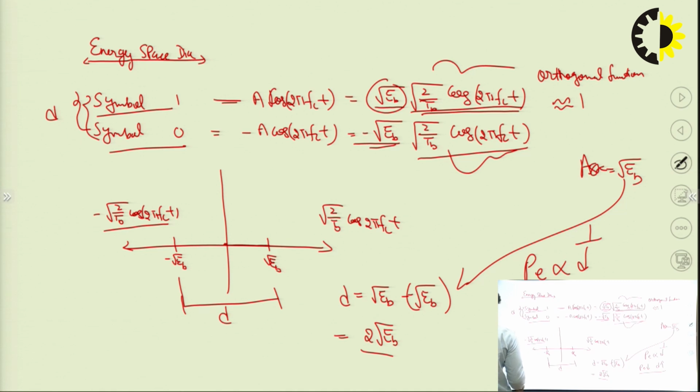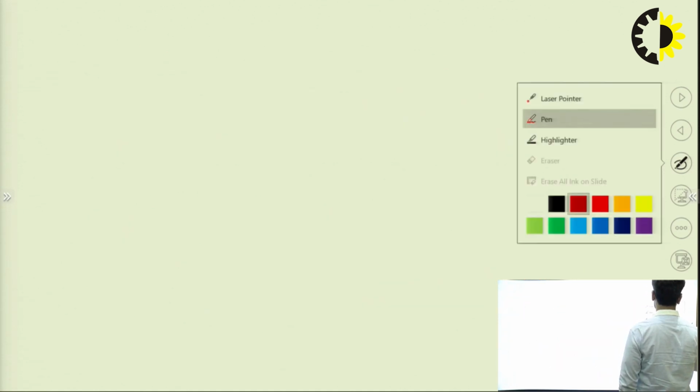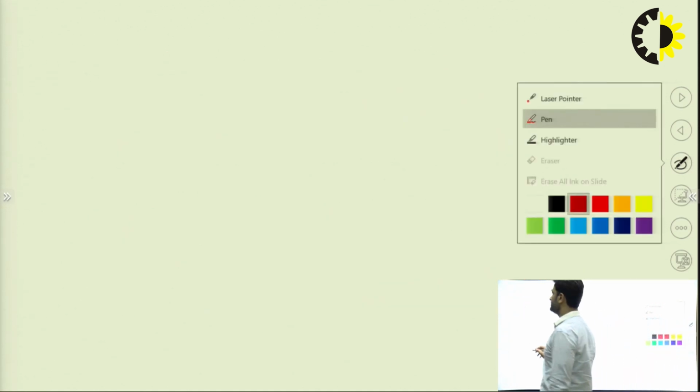Next is our reception of PSK, the demodulation.